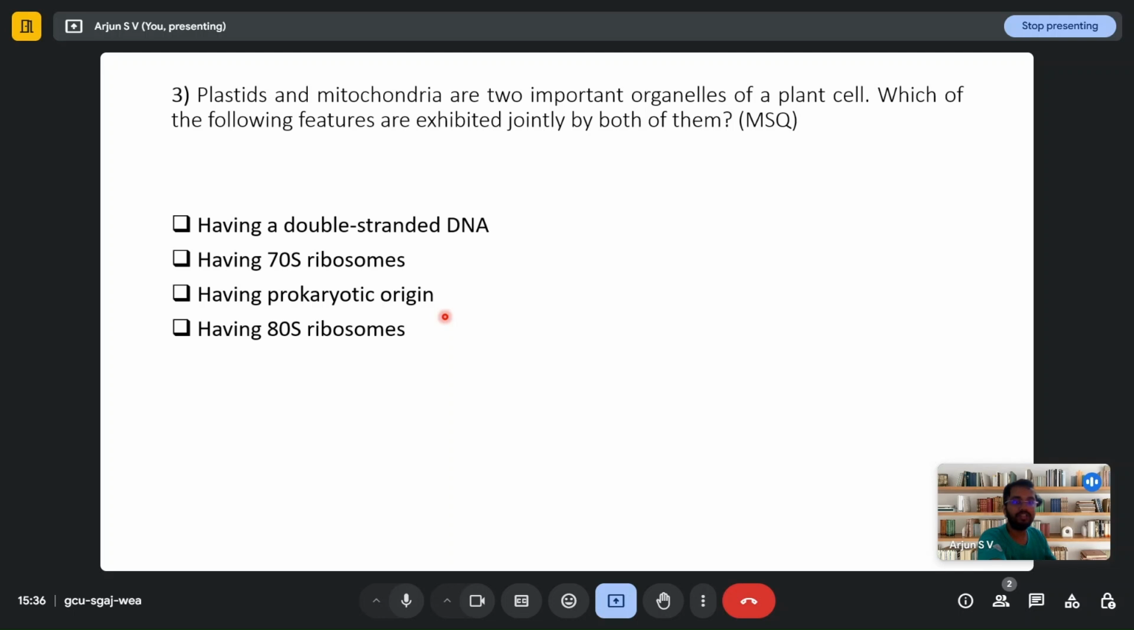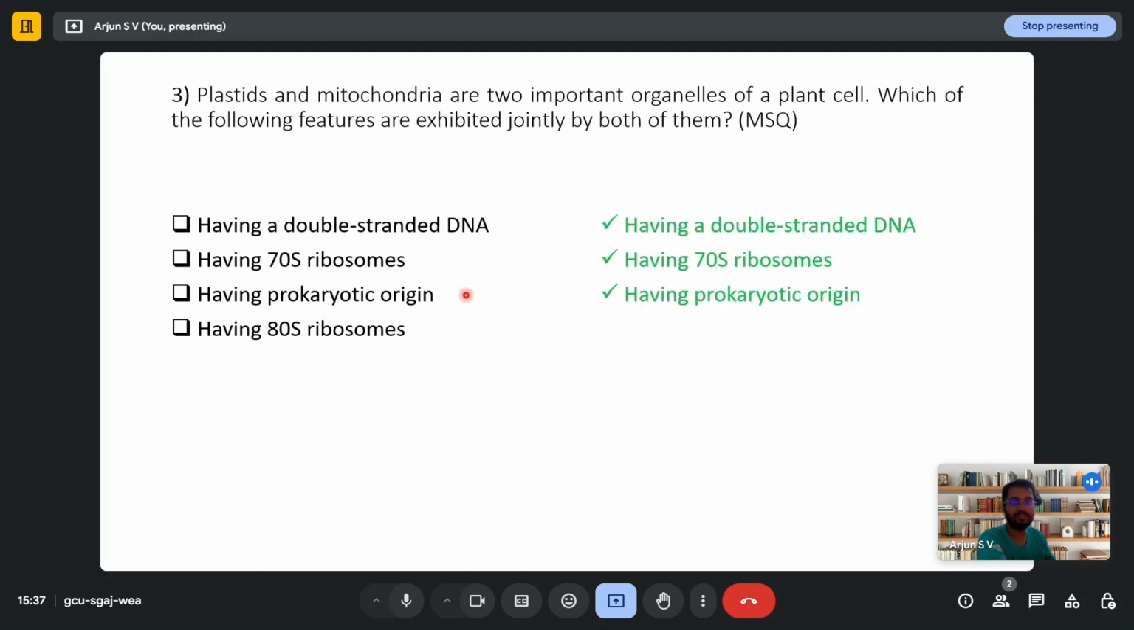If we were to discuss the correct answer, we know that 80S ribosomes are not the common feature between plastids and mitochondria. But both plastids and mitochondria, we know that they are from a prokaryotic origin. They have a 70S ribosome and they have double-stranded DNA. So the correct options are the first three options: having a double-stranded DNA, having 70S ribosomes, and having prokaryotic origin.